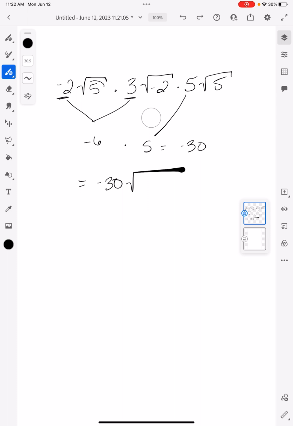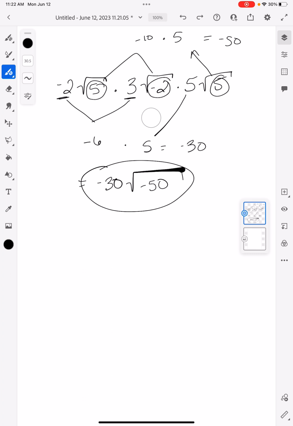Now if you think about what's under the radical, those are like terms. So I have 5 times -2, which is -10, and then I have that times 5, and that's going to give me -50. So this is the unsimplified answer that I get just from multiplying the components that are alike.